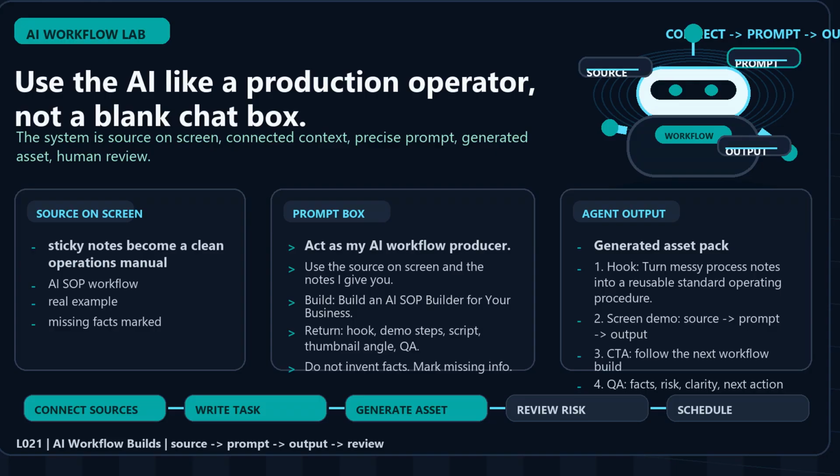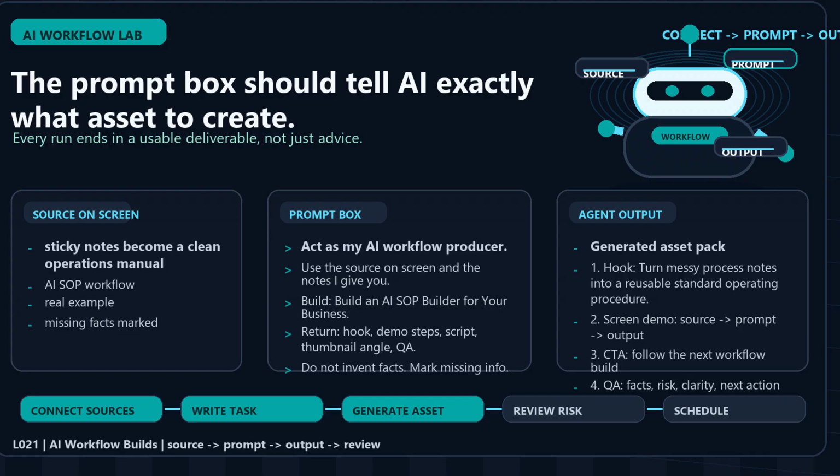Third, write the prompt like a production request: act as my AI workflow producer, use the source on screen, build an AI SOP builder for your business, return the hook, demo steps, script, thumbnail angle, and quality checks. That is the system. Source, context, prompt, output, review. It is simple, but it is much stronger than asking for a random idea.